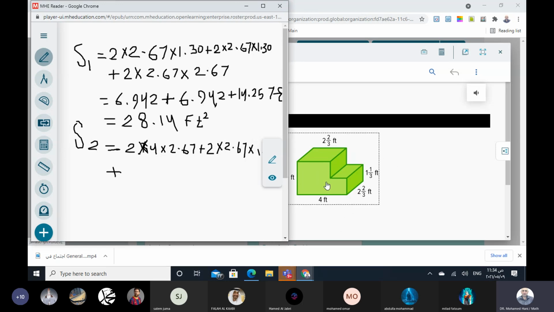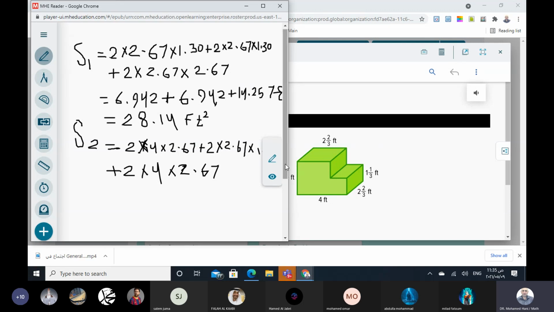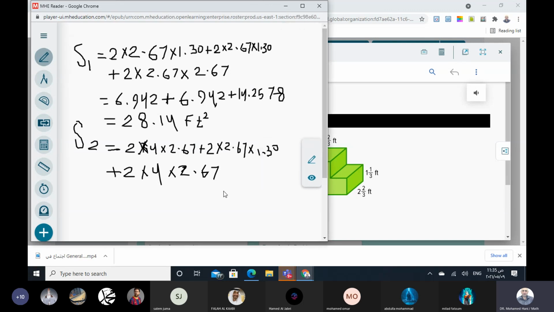Plus, here we have the base and the opposite base, so two congruent bases. Multiply by 2 times the area of the base, 4, the length, times the width, 2.67. Now we can calculate: 2 times 4 is 8, 8 times 2.67 will be 21.36.